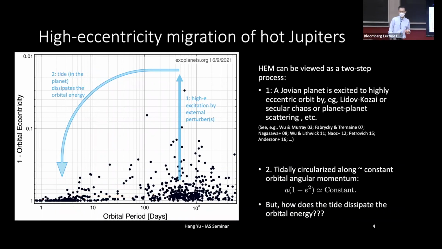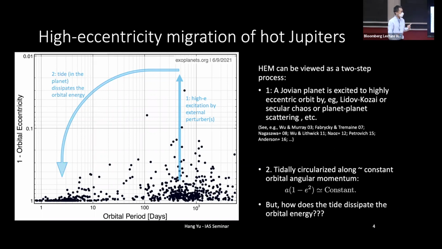Let me give you some big picture of how this high eccentricity migration channel works. In this scenario, we have a proto-hot Jupiter form a few AU away from its host star. And then it becomes a hot Jupiter in essentially a two-step process. In step number one, the proto-hot Jupiter first gets dynamically excited to a highly eccentric orbit. And this can happen in a few different flavors.